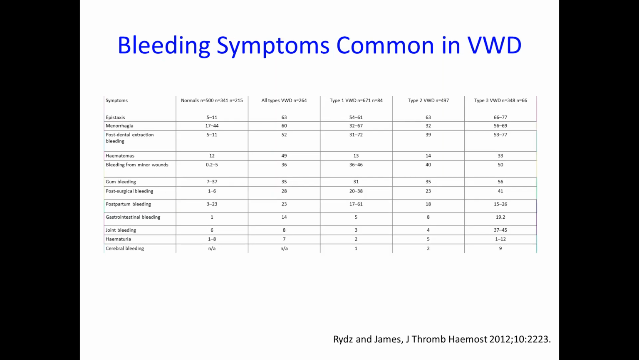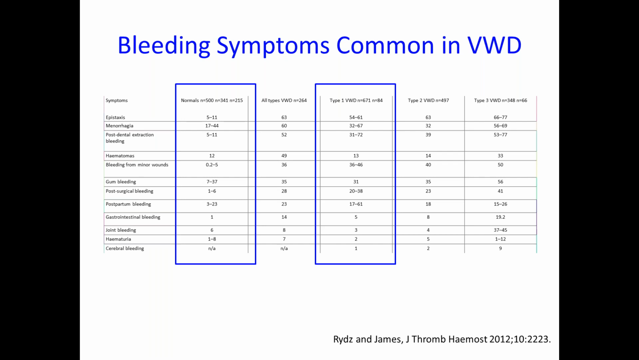The baseline problem is that bleeding symptoms occur in healthy individuals. This is data from Natalia Ridds and Paula James that was published a few years ago and compares symptoms in normal people versus patients with von Willebrand disease. And they actually went through and separated into type 1, type 2, and type 3 von Willebrand disease. And just comparing normal individuals and patients with type 1 von Willebrand disease, you can see that nosebleeds are far more common in von Willebrand disease, bleeding post-dental extraction, bleeding from minor wounds, and post-surgical bleeding. But there are some areas where there is overlap. For example, menorrhagia or heavy menstrual bleeding, hematomas, and even postpartum bleeding, there's a little bit of an overlap in patients.